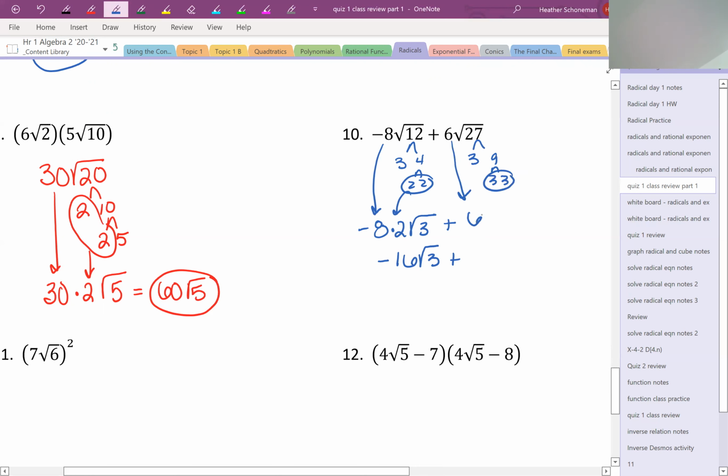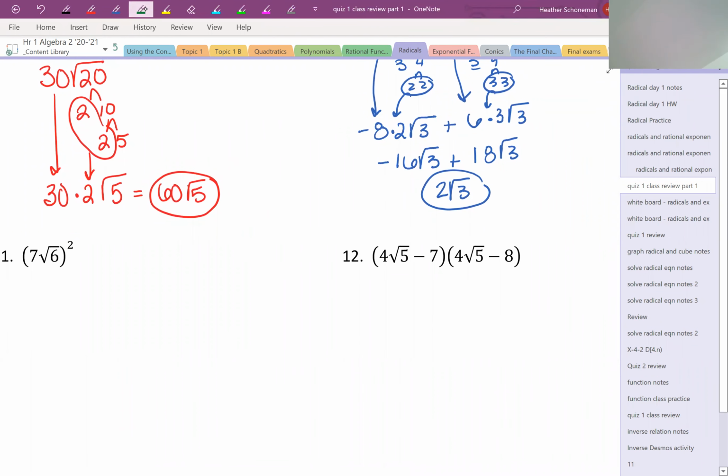So the 6 is already out. The 3 can get pulled out, and then this 3 is left over underneath. So it gives me 18 square root 3. Now that the radicals match, now I can add them. Negative 16 and 18 would be 2 square root 3. And there's our answer.